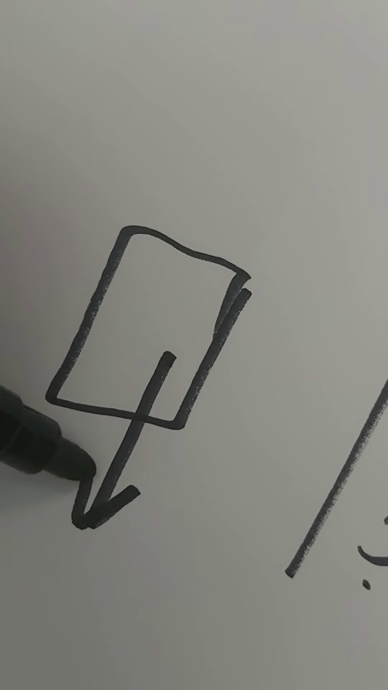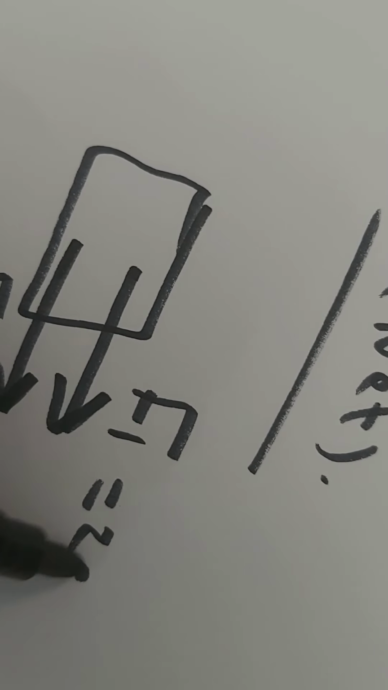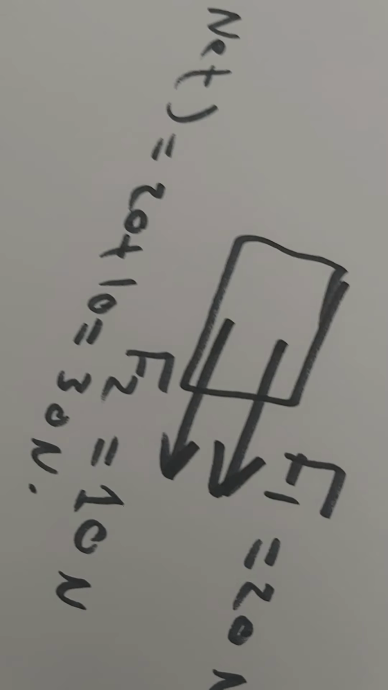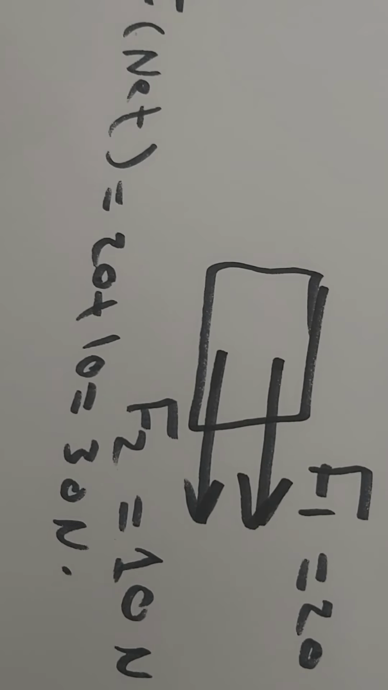We said that before. But here, if the first force, F1, and the second one, F2, are in the same direction, for example F1 equals 20 Newton and F2 equals 10 Newton, F net equals what? If they are in the same direction, you have to add them together. So F net here equals 20 plus 10 equals 30 Newton. If we have the same direction, you have to add. If you have different direction, you have to subtract.